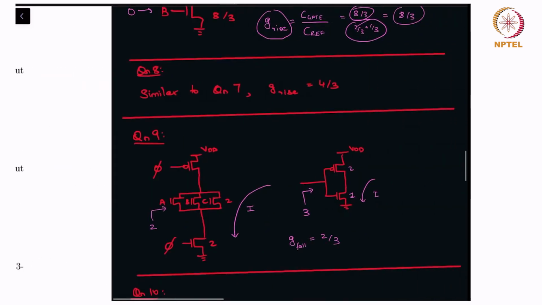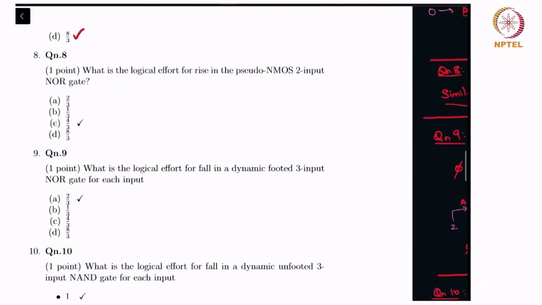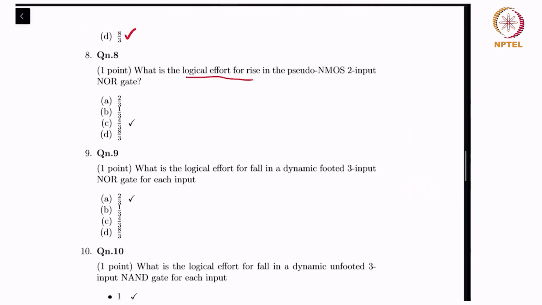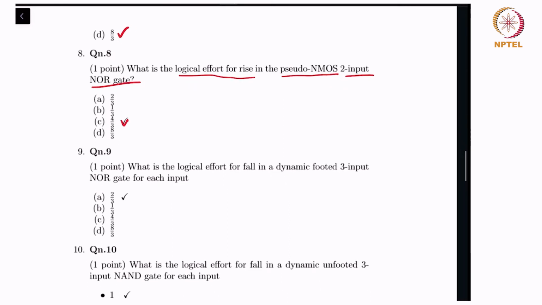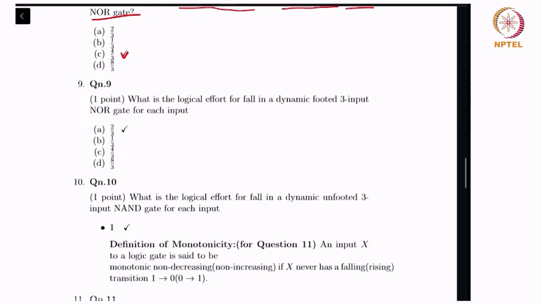And question number 8 is just similar to question number 7. It's logical effort for rise, except that we are asked for a pseudo NMOS 2-input NOR gate. If you work it out, it's very similar to the previous question. You will get the answer as 4 by 3.